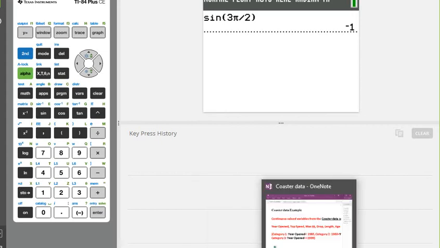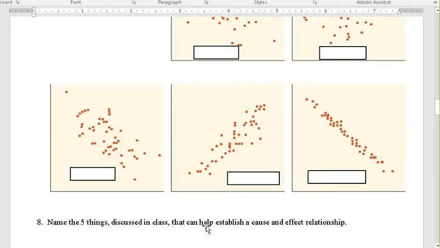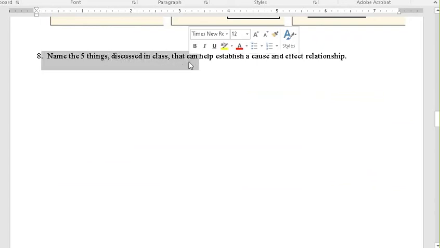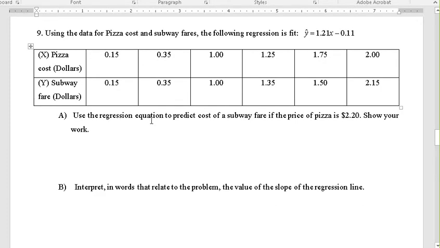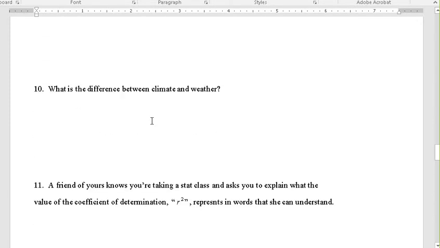Let me go back here to find the rest of this. 5 things discussed in class. I think I told you directly when we talked about the cause and effect relationship lecture that I wanted those 5 things. They were there. You can look those up again on the answer key. This one you guys did pretty good.